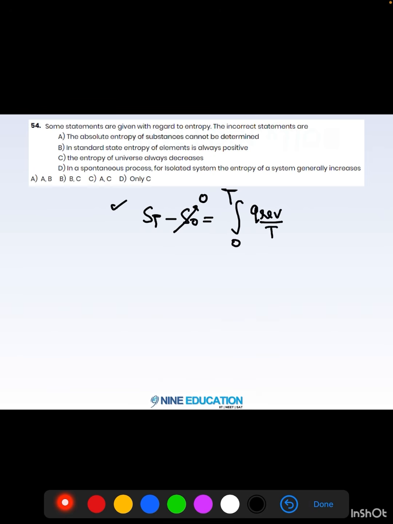Next, we are having: in standard state, entropy of an element is always positive, correct. The entropy of the universe always decreases, which is again an incorrect statement. Next, in a spontaneous process for an isolated system, the entropy of the system generally increases, which is again correct here. So I see option C should be marked here. A and C statements are incorrect. Okay, so option C would be the answer here.